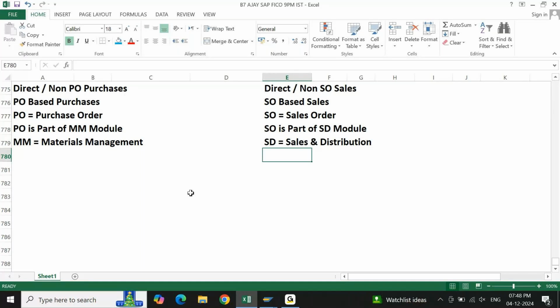Which module consultant are we? MM or SD or FI? FI. We are FI module consultant. So what do we need to do? We know that our purchases are happening from the MM side also. We know that our sales are happening from the SD side also.